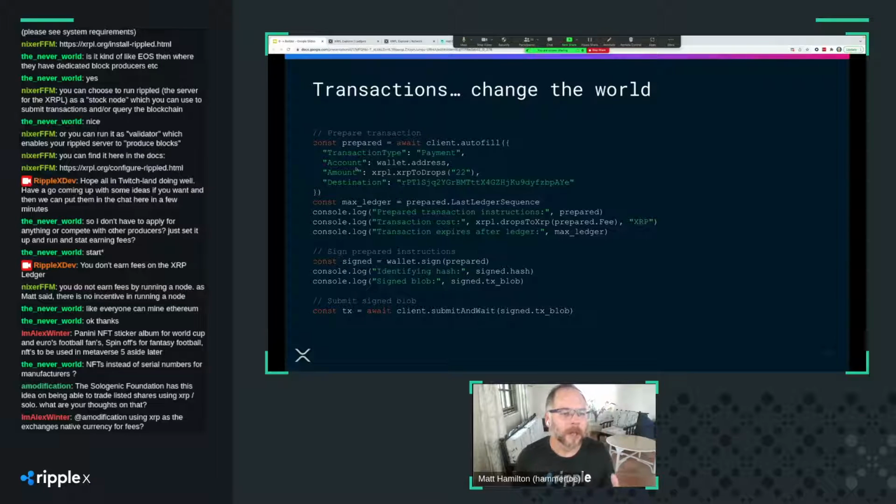So we start off at the top. Most of the time we follow a similar kind of pattern. So we prepare a transaction. So in this case, it's a payment transaction, and we have an account here that we want to make a payment to.